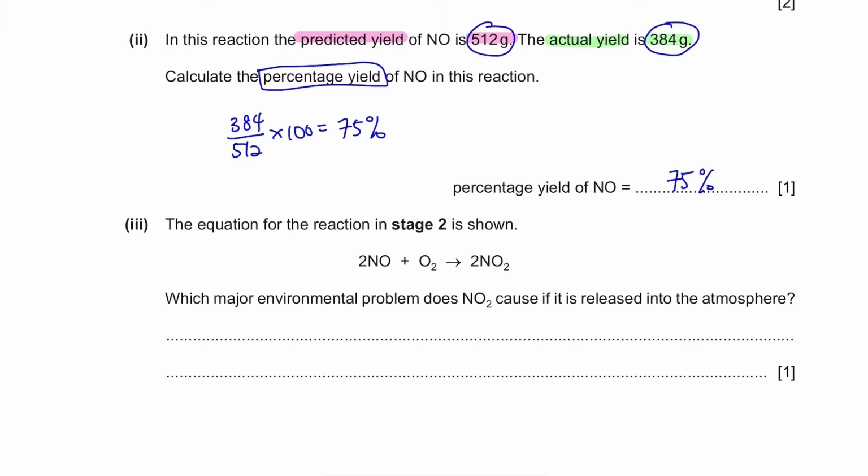The equation for the reaction in stage 2 is shown. Which major environmental problem does NO2 cause if it is released into the atmosphere? Well, nitrogen dioxide is a harmful gas because once it starts to react with rainwater, it's going to form nitric acid, and nitric acid is basically the acid rain.